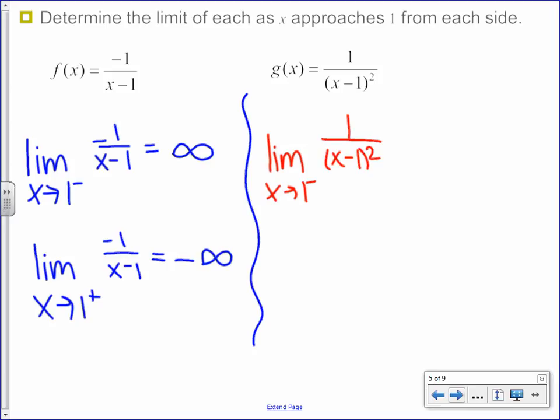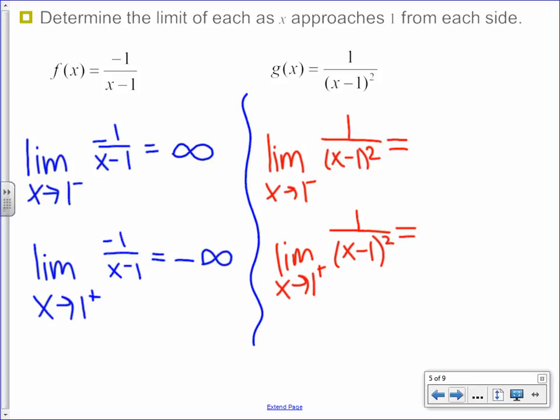Okay, let's look at g of x. What is happening at x equals 1? There's an asymptote. So we're going to look at the right-hand limit and the left-hand limit. We know that it doesn't exist, so we can describe it as positive or negative infinity.